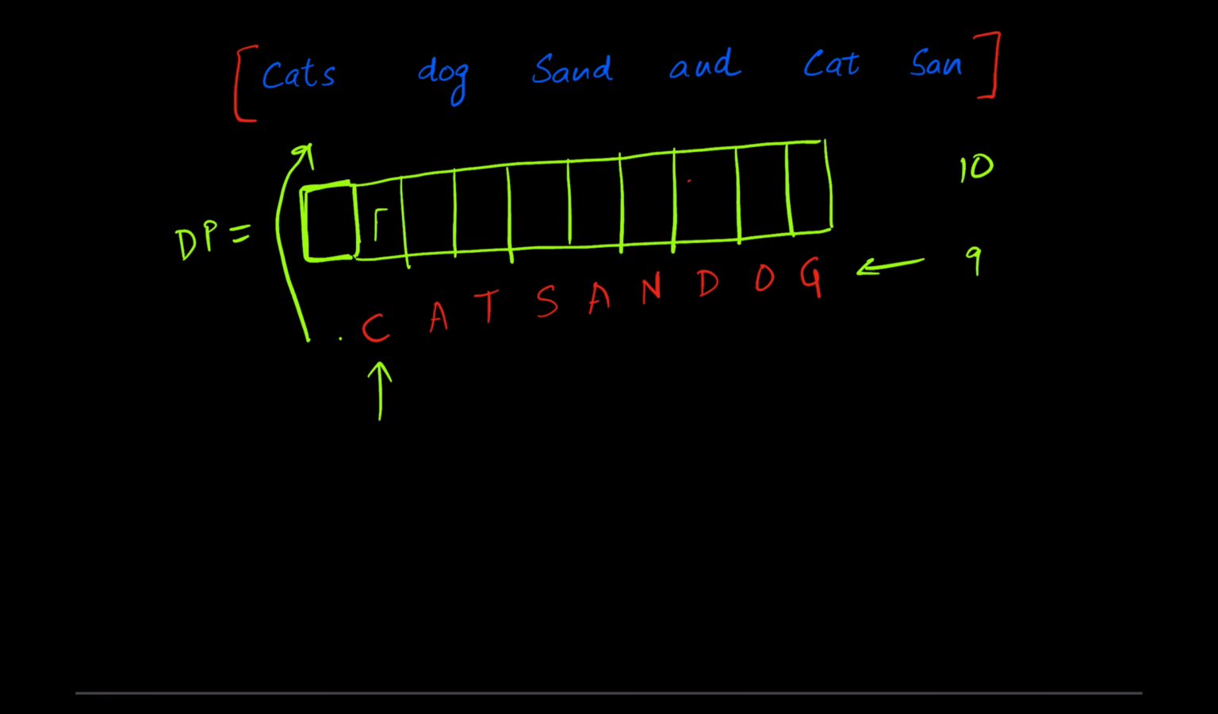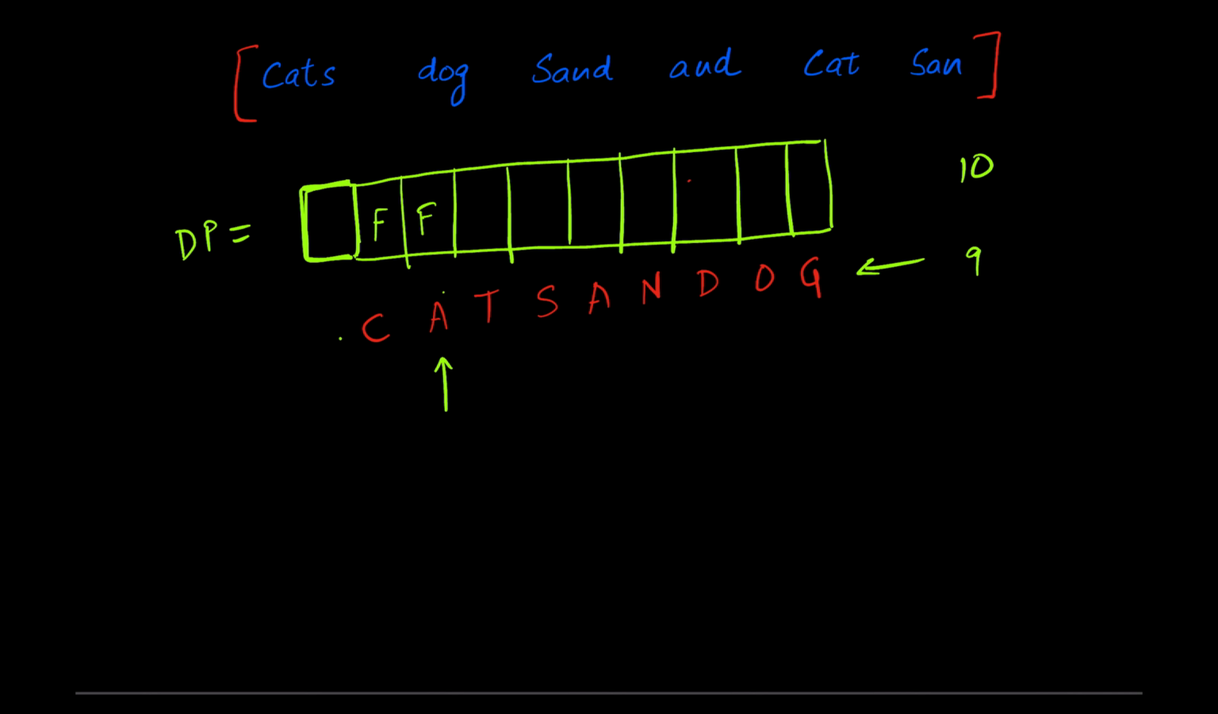Let's start with the first character, C. Does it exist in the dictionary? No, it does not. So we'll set false and move on to the next character, which is A. As the character A by itself does not exist in the dictionary, we need to try to combine it with all of the characters before it to see if the combination exists. As the character before A is C, we'll check if CA exists. No, there is no such word in the dictionary.